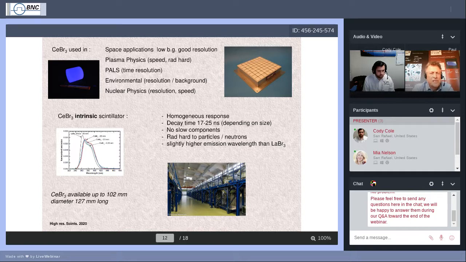It's very homogeneous in response, with quite fast decay, no slow components, it's radiation hard, and has a slightly higher emission wavelength than lanthanum bromide. At the moment, this material is available from 100 millimeter to about 127.